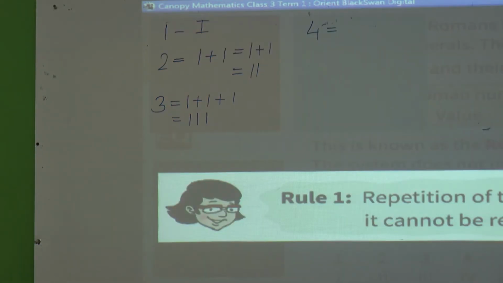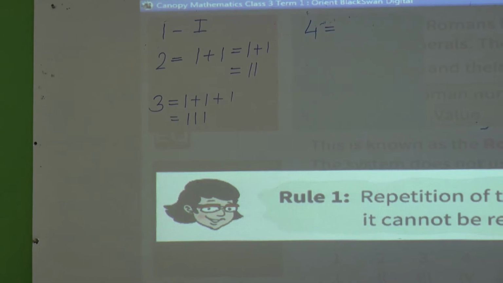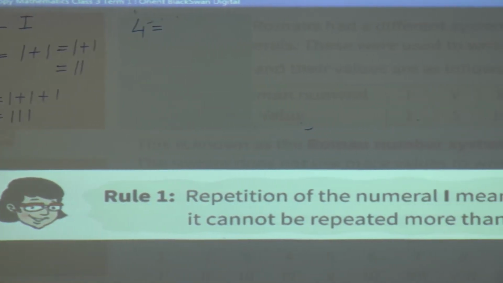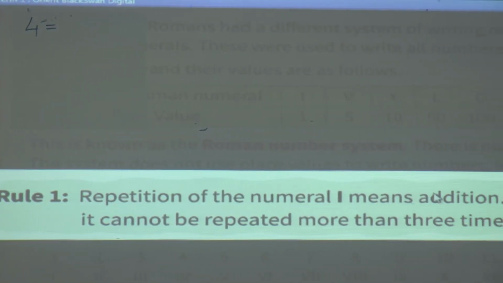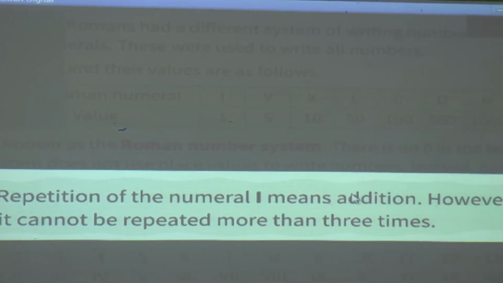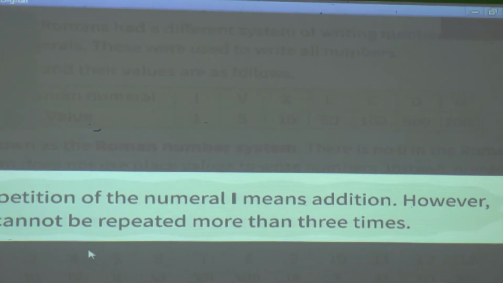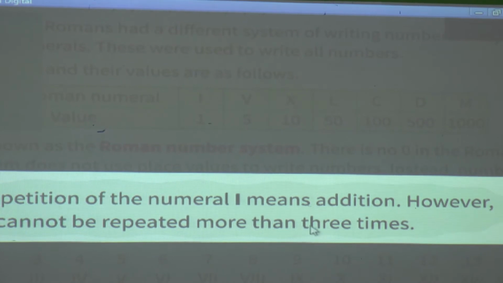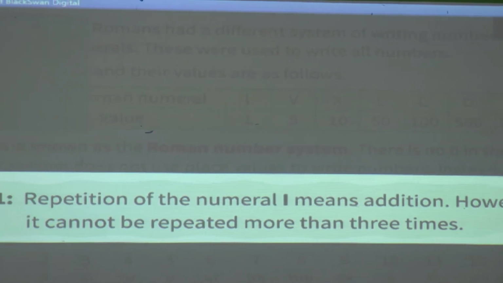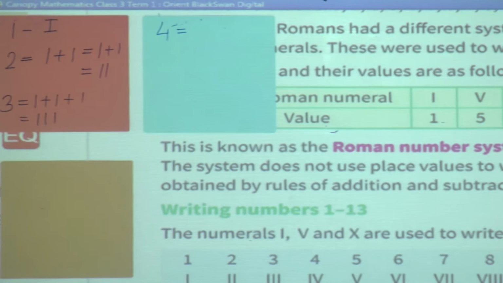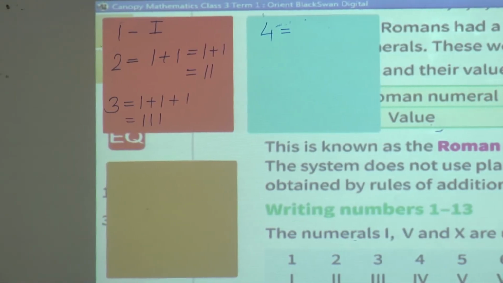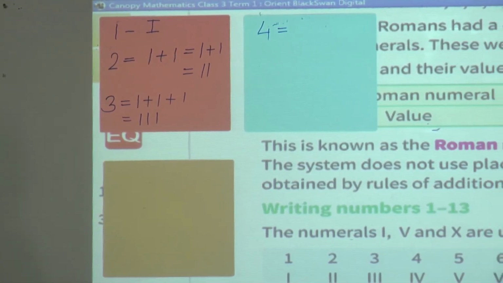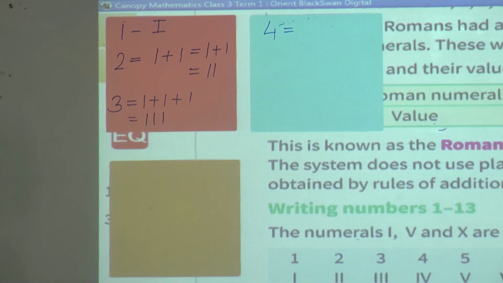Repetition of the numeral I means addition. If we repeat I, then that will be the addition. But there is one rule. Which rule is that? However, it cannot be repeated more than 3 times. Means I, we cannot repeat more than 3 times. We can repeat I till 3 times only, not more than that. So here we have to write 4.